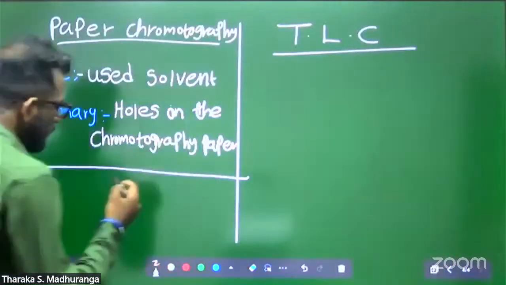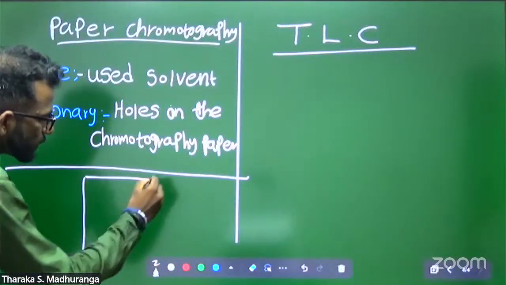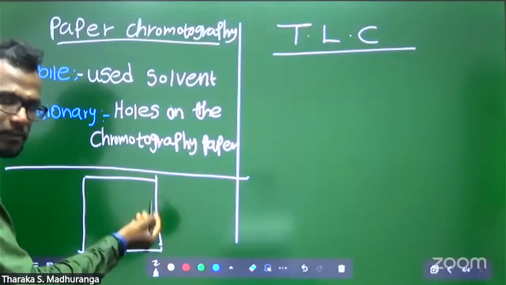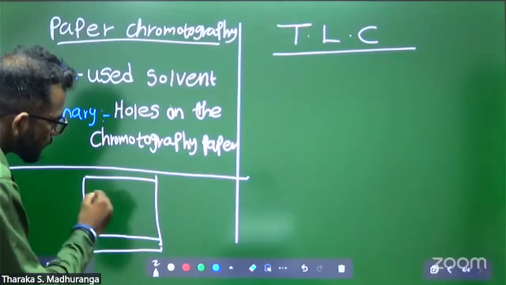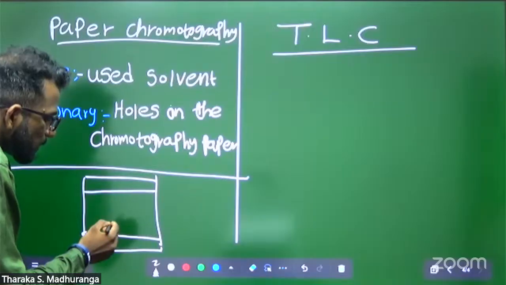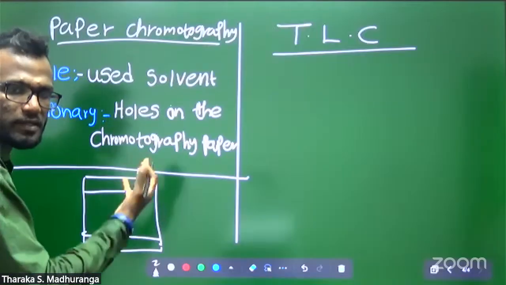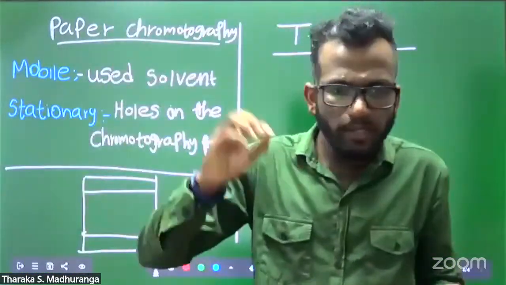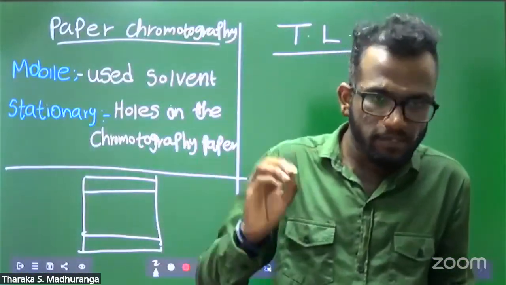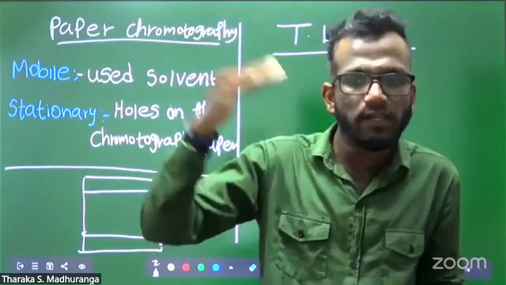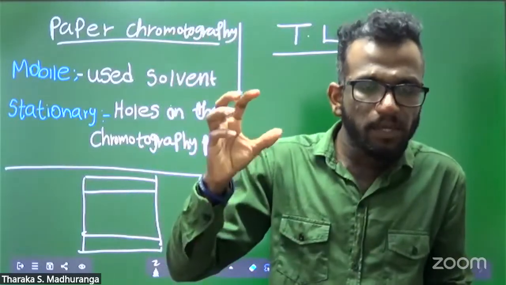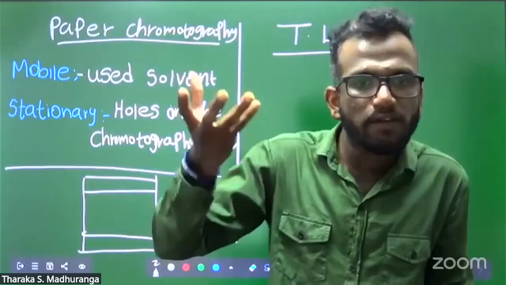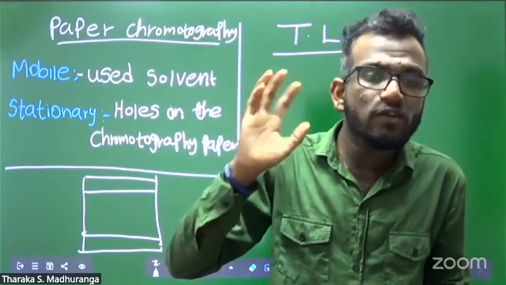The mobile phase and stationary phase actually mean this: in this chromatography paper, from the baseline to the solvent front, the compounds are traveled by the solvent. Okay, that is traveling. Then the solvent is the mobile phase. It is the traveling. And the stationary phase helps to travel the compound, but it's not moving.